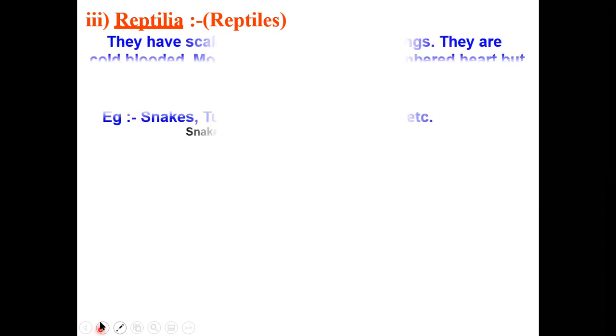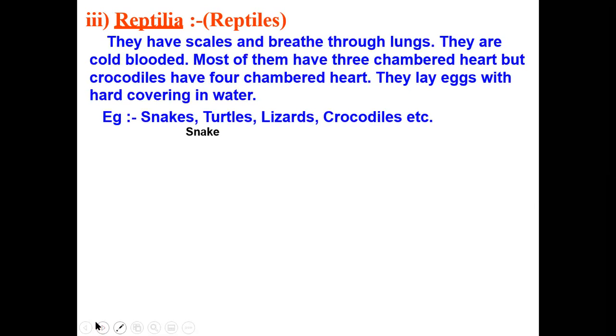Next is reptilia. Reptilia, as well as we can say reptiles. They have scales and breathe through lungs. They are cold-blooded. Most of them have a three-chambered heart, but crocodiles have a four-chambered heart. They lay eggs with a hard covering on land. Examples are snake, turtles, lizard, and crocodile. Crocodile respires through lungs.